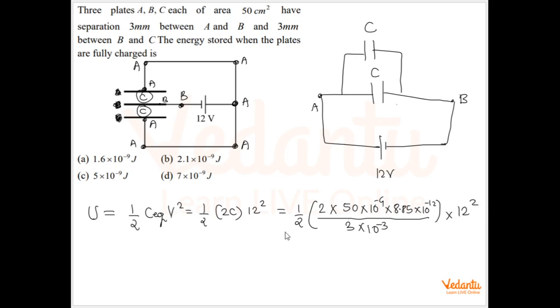Now my dear bachcho, when you do this calculation, you will get the answer 2.1 into 10 raised to the power minus 9 joules. So option B will be the correct answer. Please do the calculation on your own bachcho. Do not make me do the calculation.